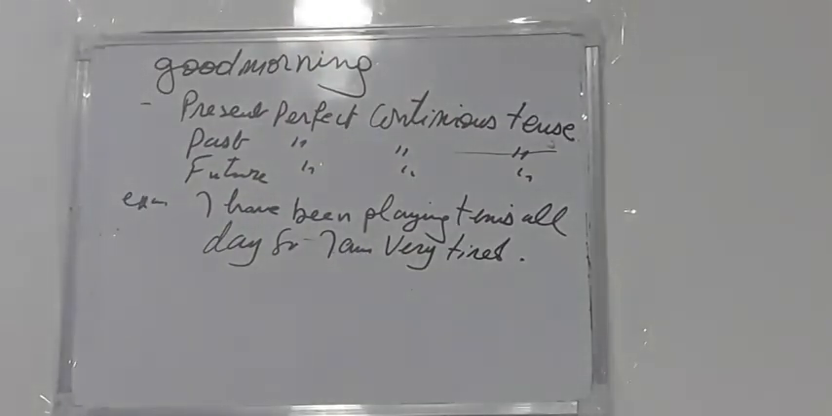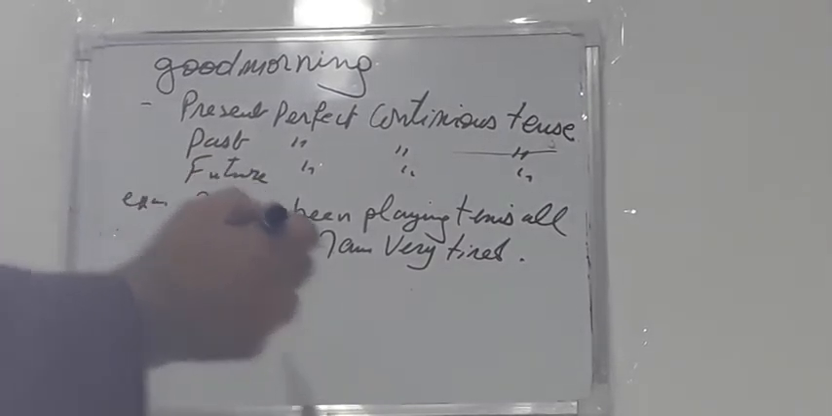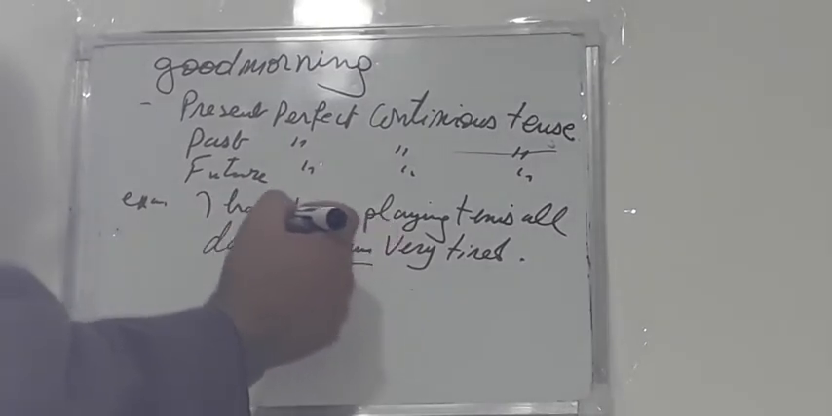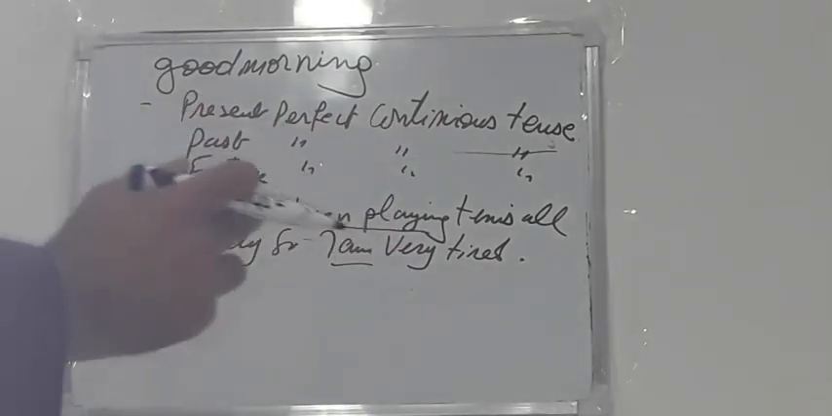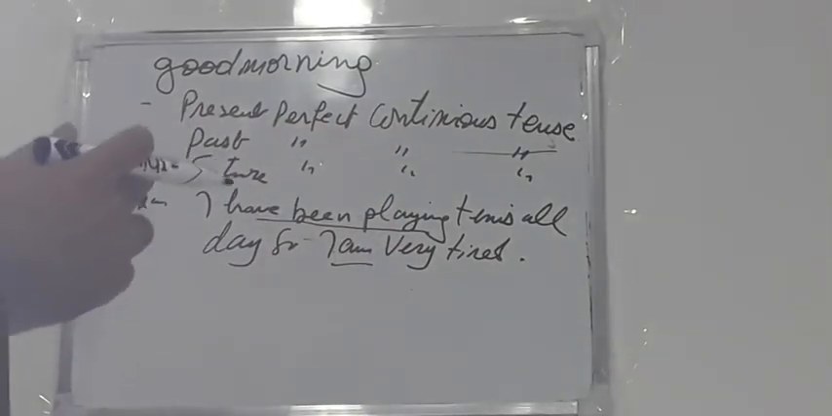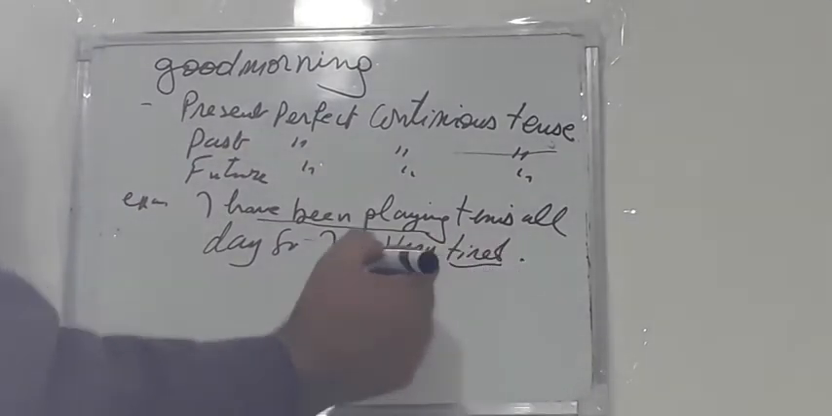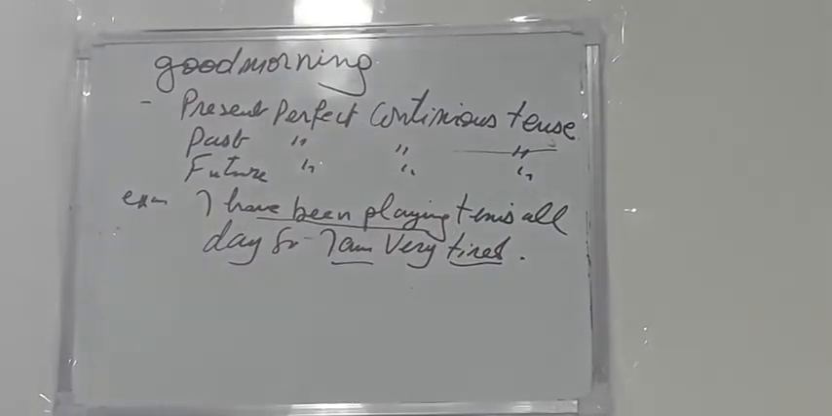If you notice something here, the action or the prolonged action began in the past, but the result is in the present. I have been playing: a prolonged action happened in the past, but we have as a result being tired in the present. I am very tired. Okay, this is the present perfect continuous tense.